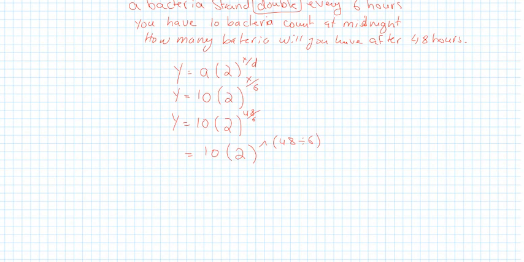Can you repeat? How can I do this? So do your normal. What do you do? 2, to the power, open bracket, 48 divided by 6, close bracket. And then find the answer. Multiply by 10. Okay. So how many bacteria did you have? 2,560.